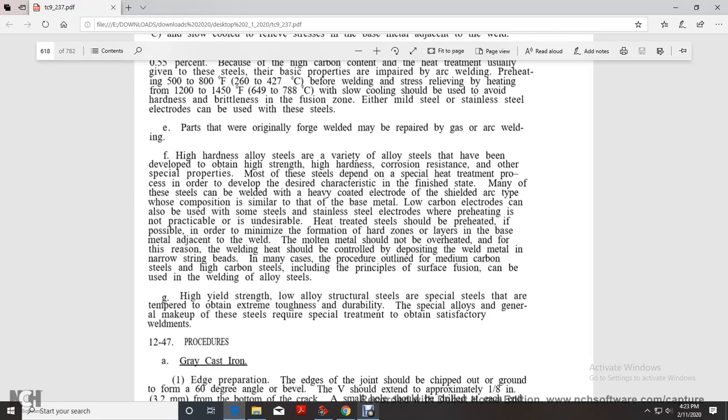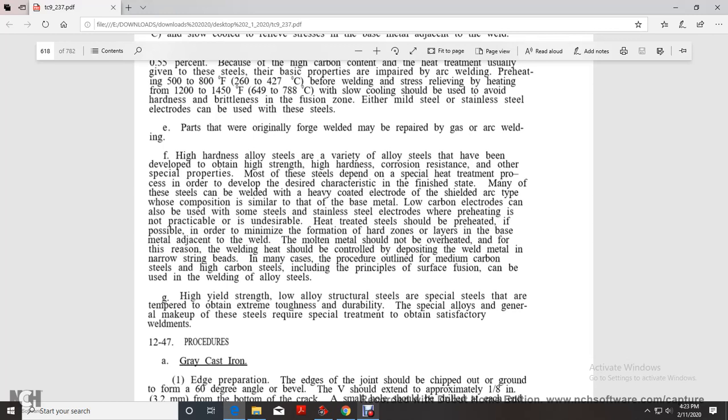Many of these steels can be welded with heavy coated electrodes using shielded arc welding, with a composition similar to that of the base metal, or with a low carbon electrode. Low carbon electrodes can also be used with some of the steels, as can stainless steel electrodes, when preheating is impractical or undesirable. Heat treated steels should be preheated if possible in order to minimize the formation of hard zones or layers in the base metal adjacent to the weld. Molten metal should not be overheated, and for that reason the welding heat should be controlled.